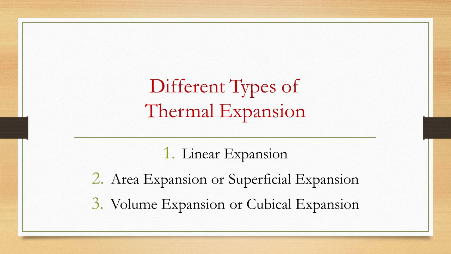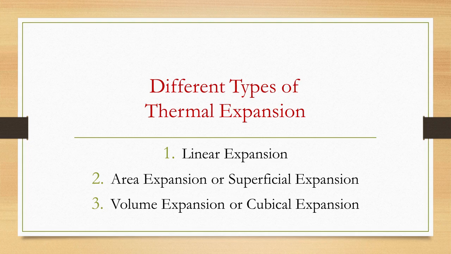So when an object is heated, if there is a change in the length of the object, then that is known as linear expansion. Alright, now the second type of thermal expansion is area expansion, which is also termed superficial expansion. Now this area thermal expansion coefficient relates to the change in a material's area dimension when there is a change in temperature.